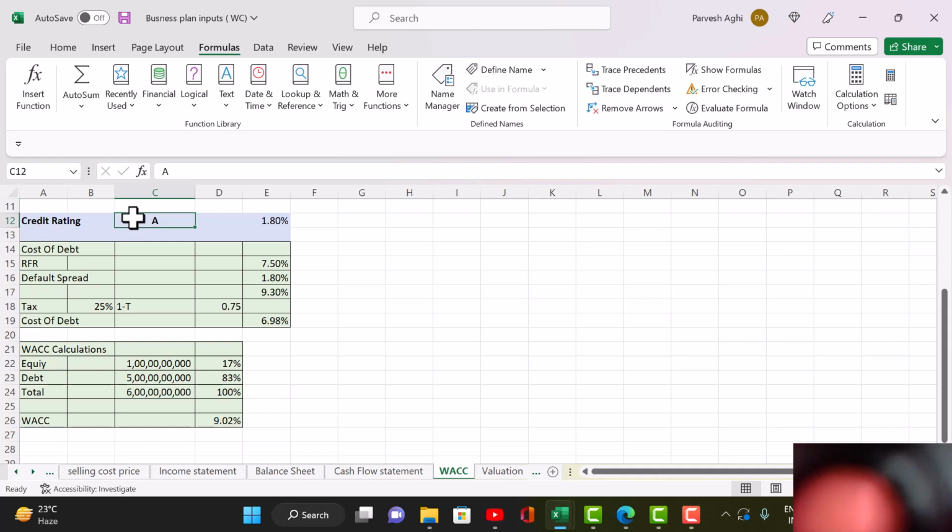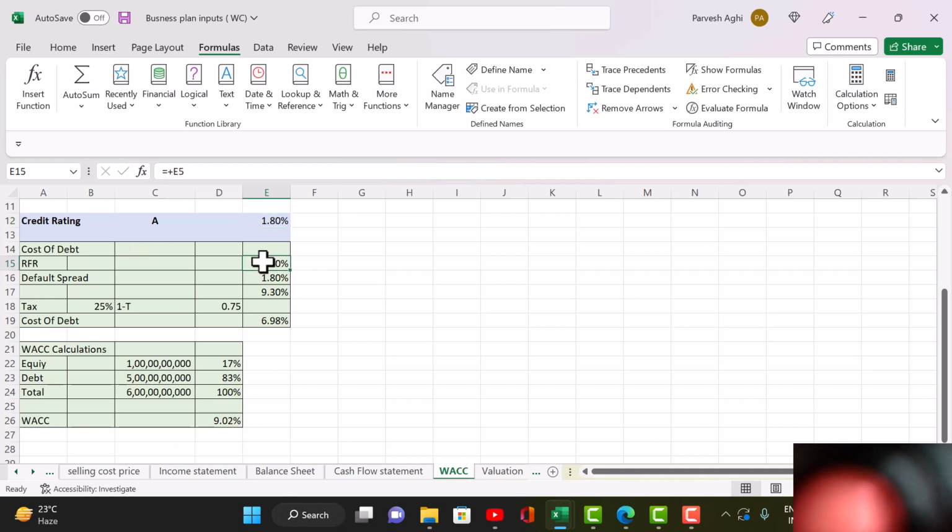How it has been done, we don't know, but it has been done by some rating agency. So we are assuming that the company will be single A rated because the parent company is single A rated. Suppose the rating is single A, which will mean 1.8% over and above the risk-free rate. Whatever is the risk-free rate, suppose the risk-free rate is, for assuming, 7.5%.